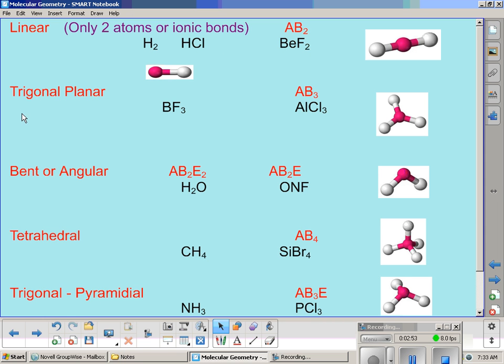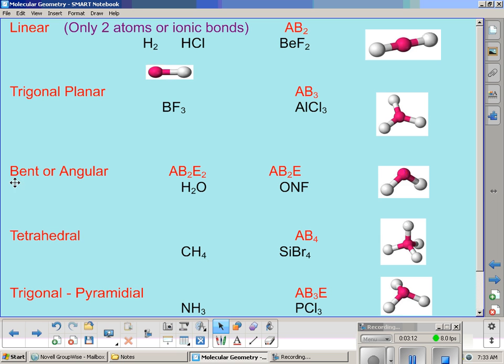Okay, our next shape, trigonal planar. We've got A, central atom, and B3. In other words, there's three atoms bonded around it. So we could have aluminum and three chlorines. It'll end up looking something like this. Another example would be boron and three fluorines.